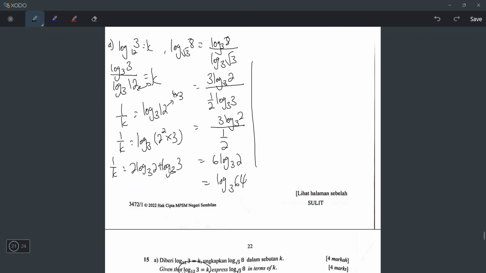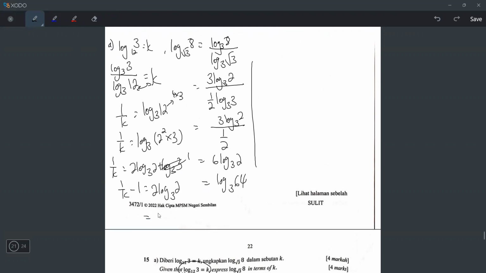And we all know log 3 base 3 is 1, right? It means 1 over k equals to... 2. Okay, no. It should be minus 1. Because this whole thing becomes 1 already, right? So plus 1 moves to the other side and becomes minus 1 equals log 2 base 3.